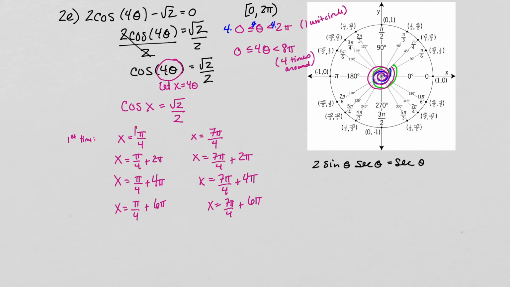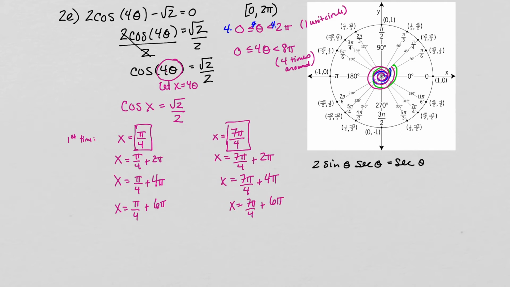So pi over 4, there's nothing to do with that. That's just going to stay as pi over 4. 7 pi over 4 is going to stay as 7 pi over 4. These other ones, I should have left a little bit of room because we need to figure out what this is. So pi over 4 plus 2 pi, you can think of this as 2 pi over 1. So if I multiply the top by 4 and the bottom by 4 to be able to add the fractions, we're going to have pi plus 8 pi. So this is going to be 9 pi over 4.